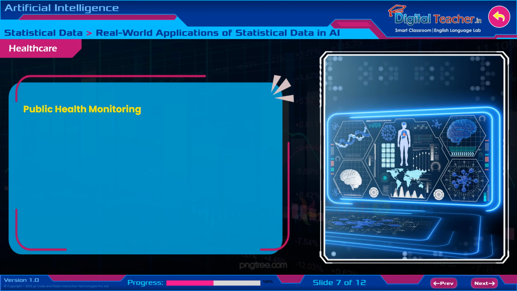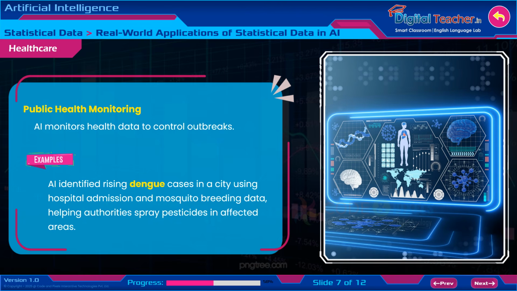Public health monitoring. AI monitors health data to control outbreaks. Example: AI identified rising dengue cases in a city using hospital admission and mosquito breeding data, helping authorities spray pesticides in affected areas.